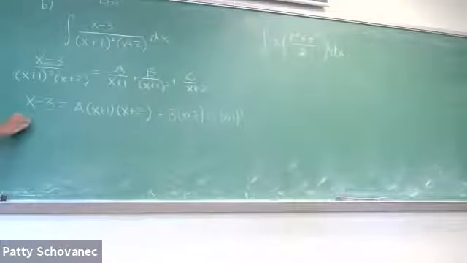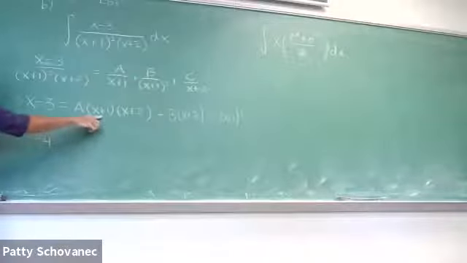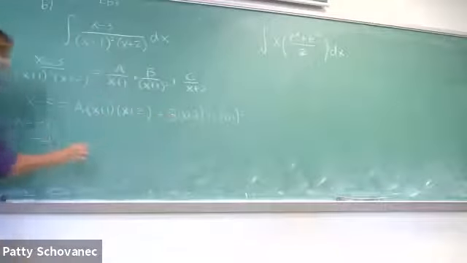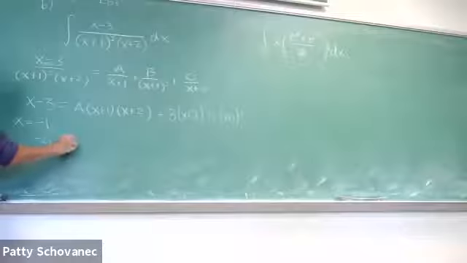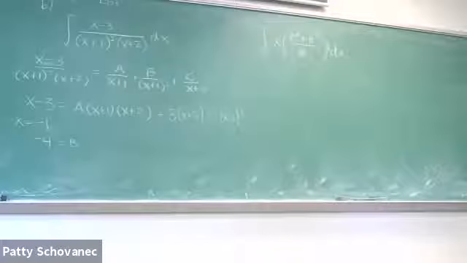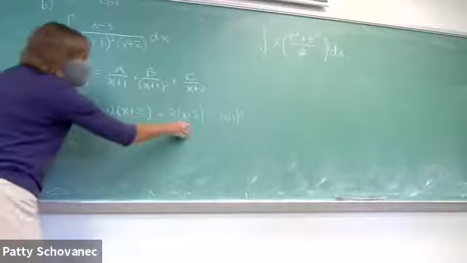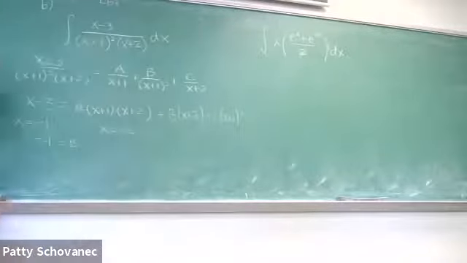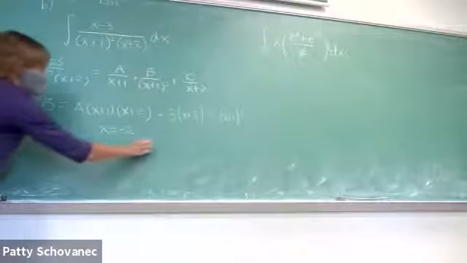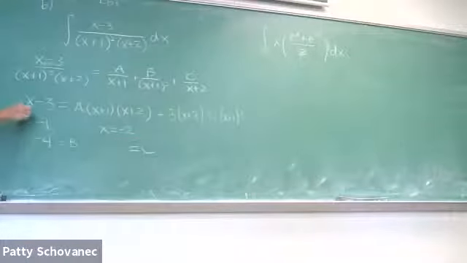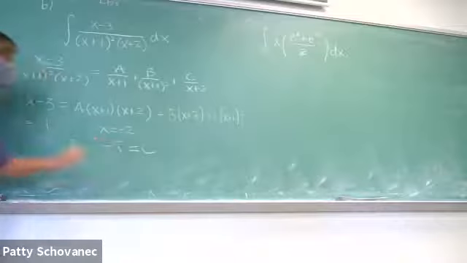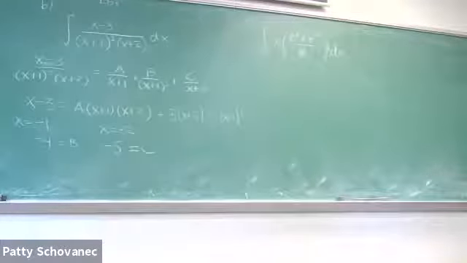Okay, get the cheap ones. Now that's -1. If x is -1, that's 0, that's 0, and we have B. -1 plus 2 is 1, so B is -4. To get the other one, we take x to be -2. So that one's gone, that one's gone. -2 plus 1 is -1 squared is 1. So over there, -2 minus 3 is -5. And then you grab any number you like, 0.